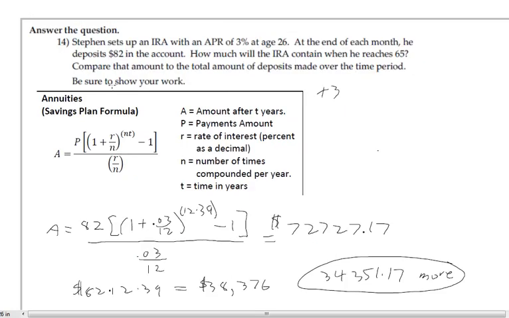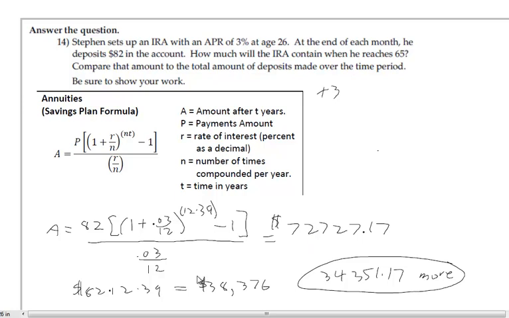On 14, this is the annuity. Put $82 away every month, and I copied this right off your formula sheet and just plugged in the numbers here, and you should get $72,727.17.